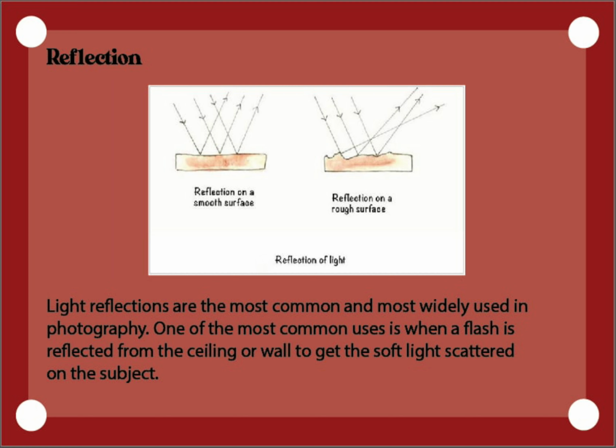Reflection. Light reflection is the most common and most widely used in photography. One of the most common uses is when a flash is reflected from the ceiling or wall to get the soft light scattered on the subject. Reflection is divided into two parts: reflection on a smooth surface, and reflection on a rough surface.